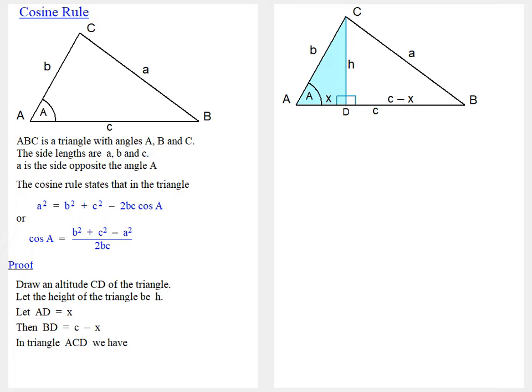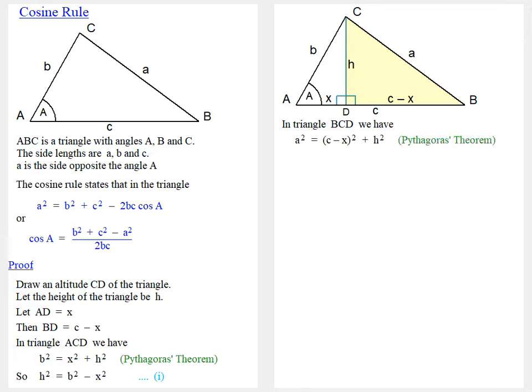Now if we look at the triangle ACD, we've got a right angle triangle, so we can use Pythagoras' theorem. b squared equals x squared plus h squared. Now that can be rearranged to give h squared equals b squared minus x squared. Now, if we look at the triangle BCD, that's a right angle triangle, so again we can use Pythagoras' theorem, and we have a squared equals (c minus x) all squared plus h squared, which can be rearranged as h squared equals a squared minus (c minus x) all squared.